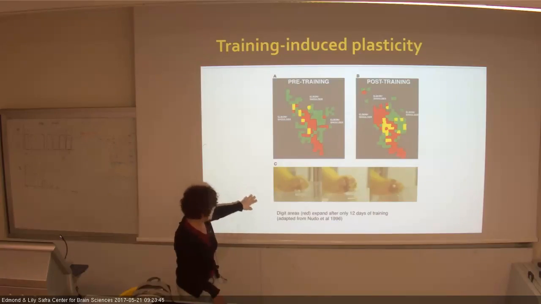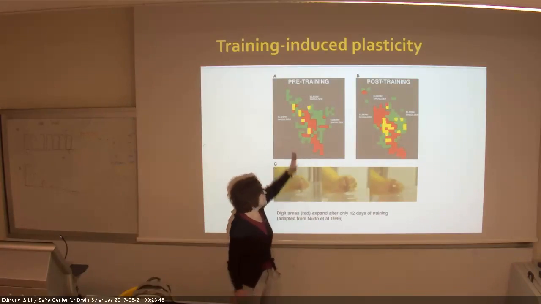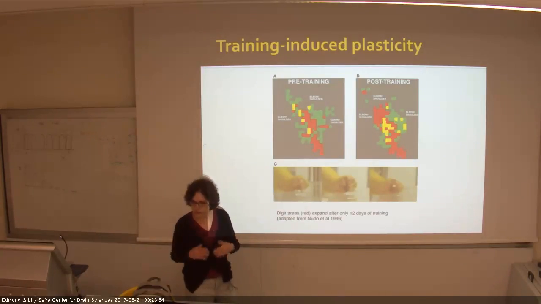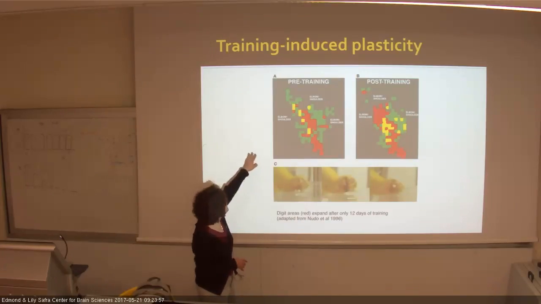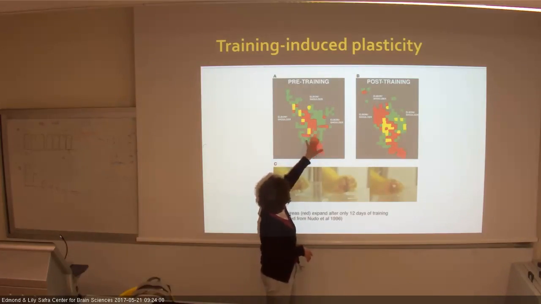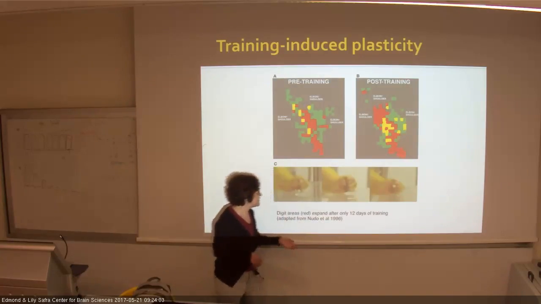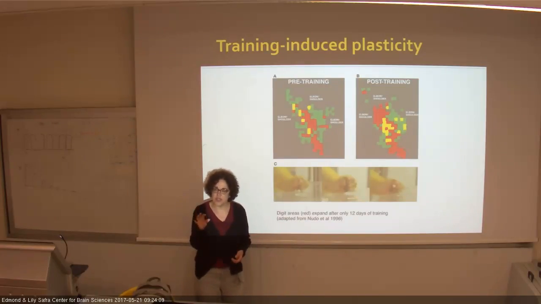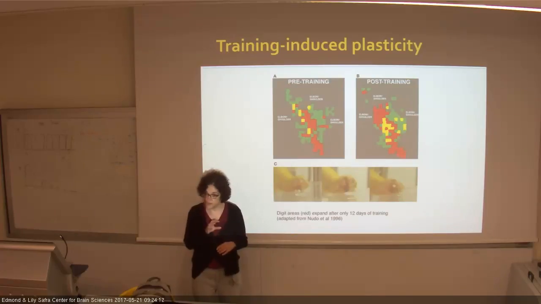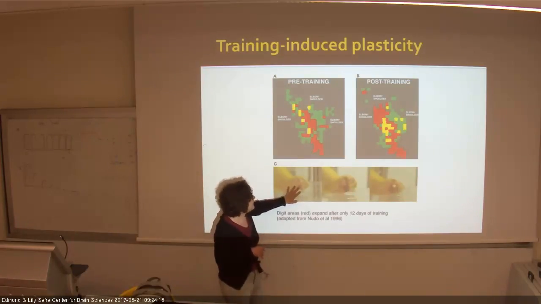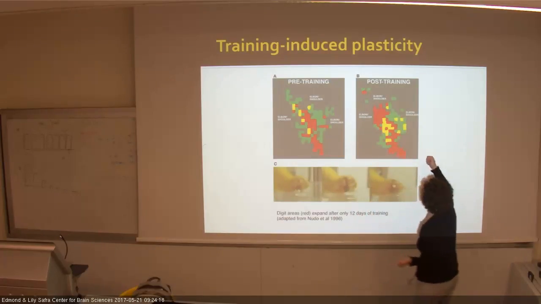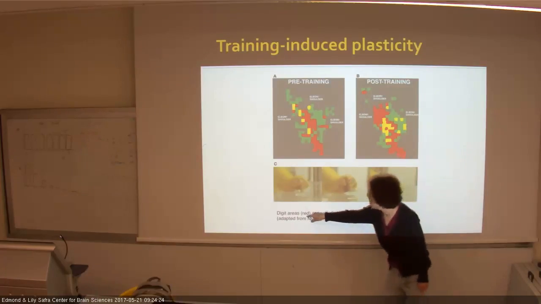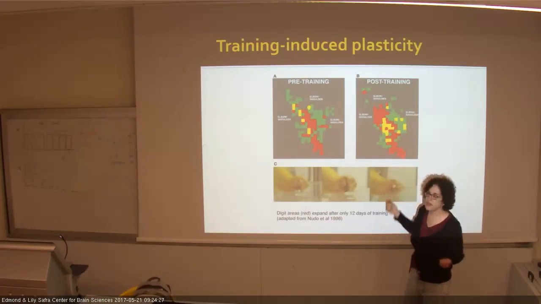So this is the work of Ludo. He took a monkey and first mapped the motor cortex in a naive monkey that was not trained to do any specific task, and found shoulder, elbow and finger representation. Then, after 12 days of training on a task that involved digit movements, he saw that there is already an expansion of the digit areas, in red. All these digit areas are suddenly larger.